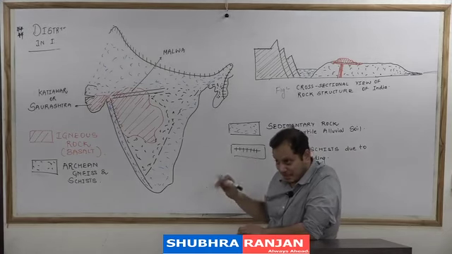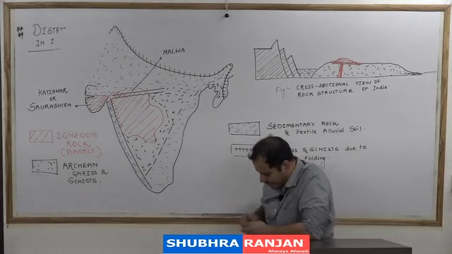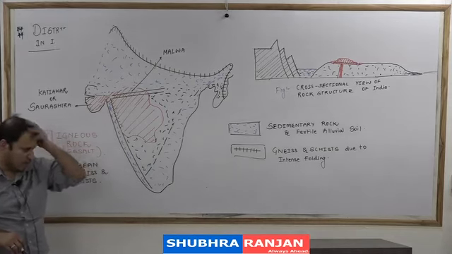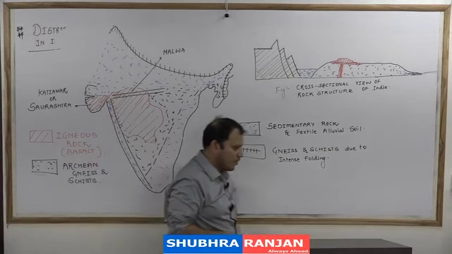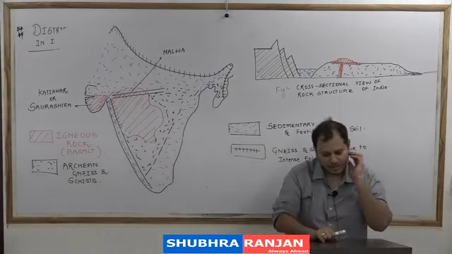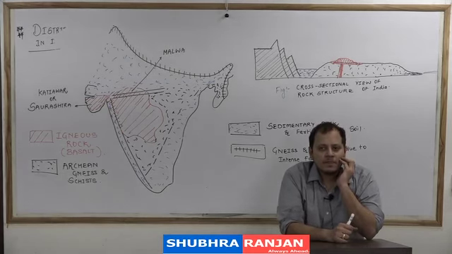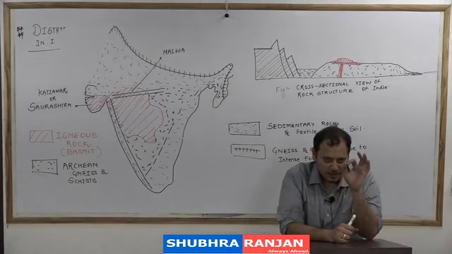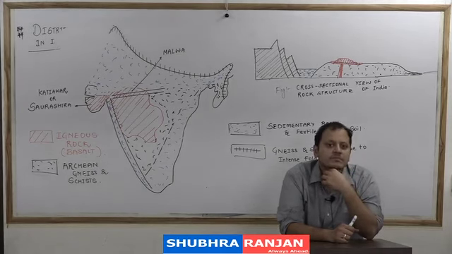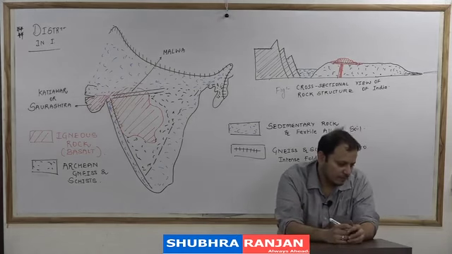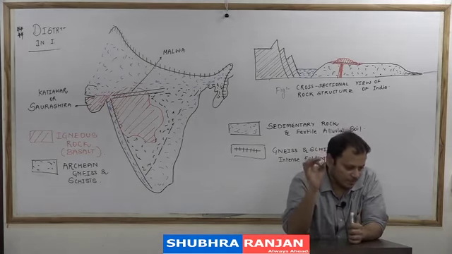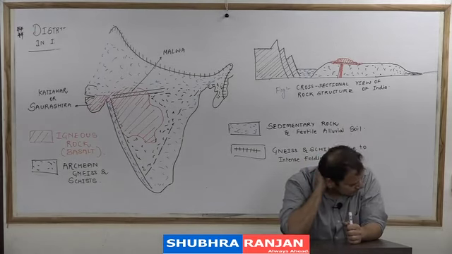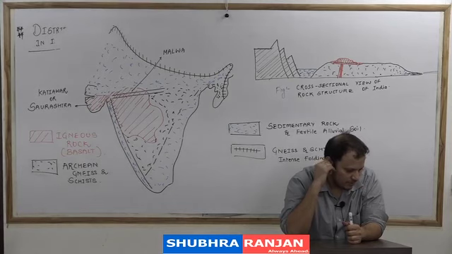Next point, the sediments brought down by the Himalayan rivers were deposited to give rise to Great Plains of India, stretching between Indus to Brahmaputra.